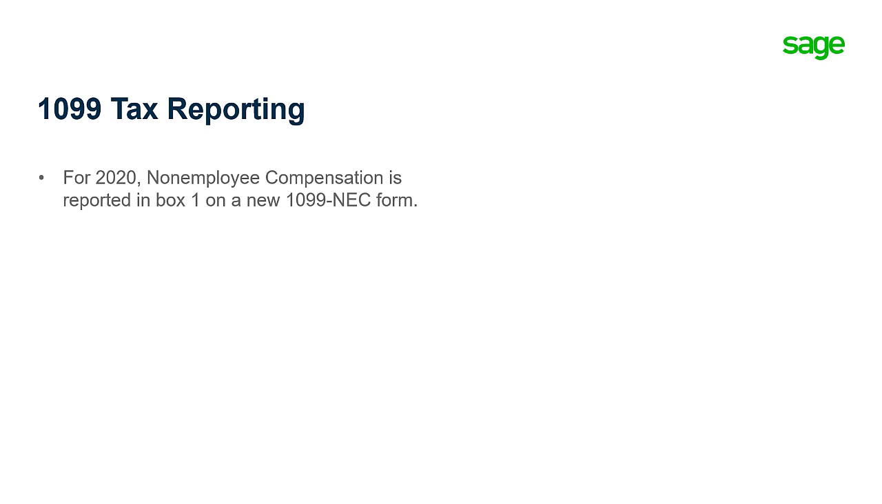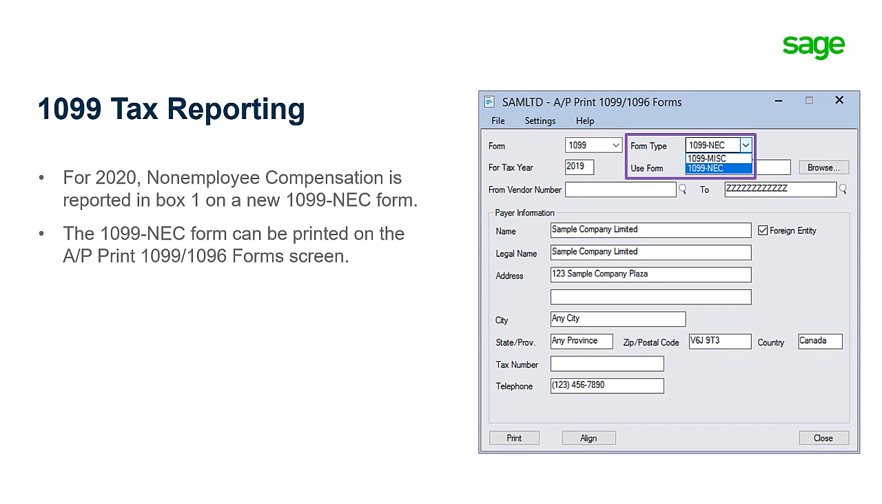For tax year 2020, non-employee compensation is now reported in Box 1 on a new 1099 NEC form instead of Box 7 on the 1099 MISC form where it was reported previously. The new 1099 NEC form can be printed on the AP Print 1099-1096 Forms screen.